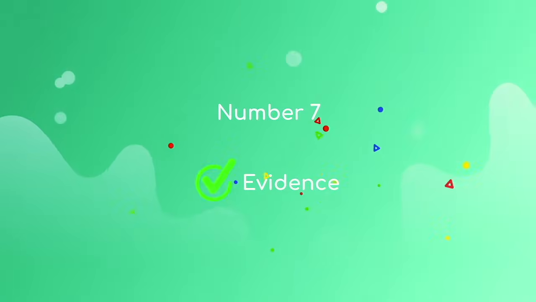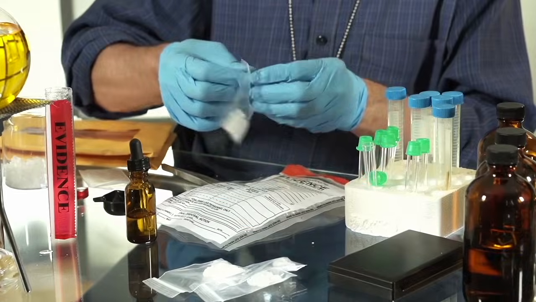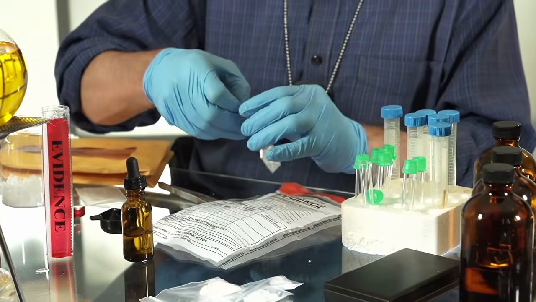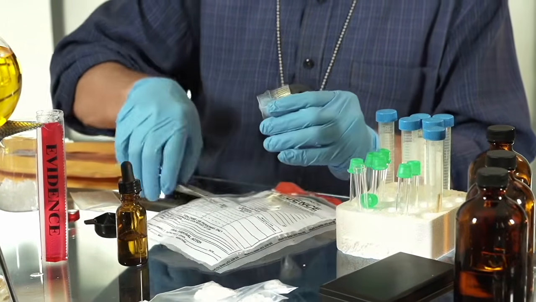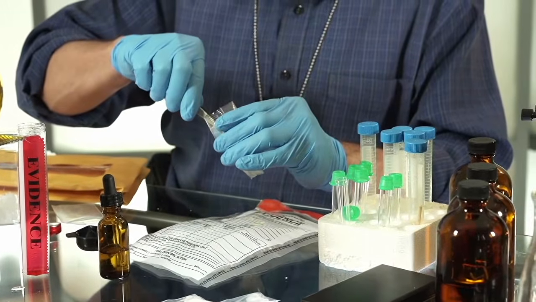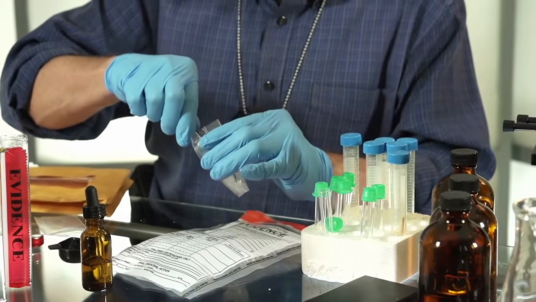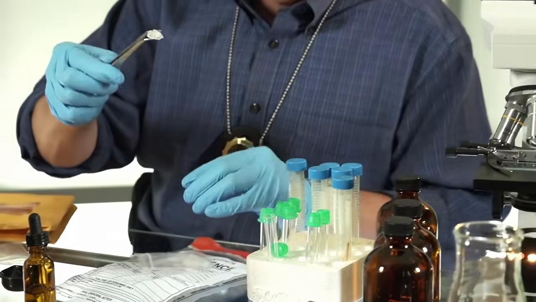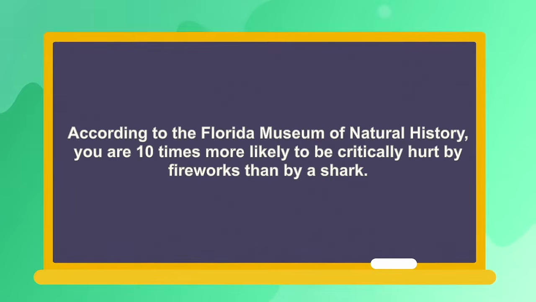Number 7. Evidence. A great argument will often have evidence to back it up. Evidence can come in many forms: facts, figures, quotes. Using evidence shows that the arguments are not just one person's opinion, but can be supported by multiple sources. This piece of evidence is a fact from Florida Museum of Natural History. It could be used to defend against the argument that sharks are dangerous by highlighting that an easily accessible item, like fireworks, are actually more dangerous and are responsible for more critical injuries each year.